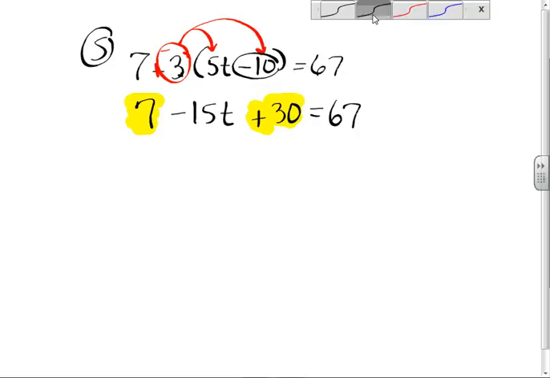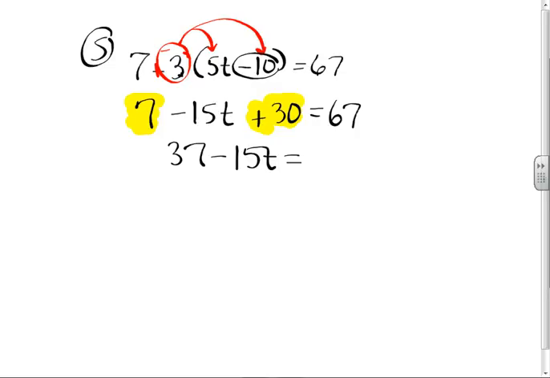What's that give me? 30 plus 7 is what? Keaton, 30 plus 7 is 37. Minus 15t equals 67. Now it looks like all the other problems I've been doing. Actually, you know what to subtract or get rid of? This is the one I want to get rid of, okay? The 37. Minus 37. Is that going to give me 0? Yeah. Okay. So I do minus 37 here.